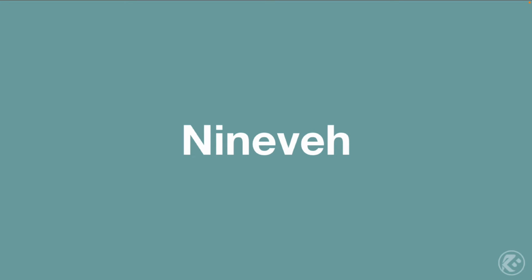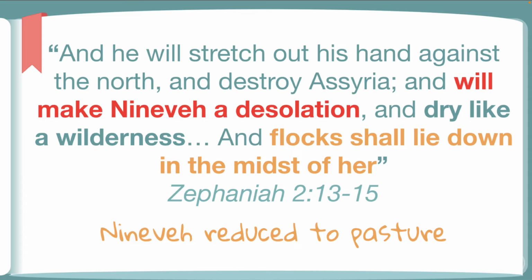Nineveh. So in the Bible, it says in Zephaniah 2:13-15 that God will stretch out his hand against the north and destroy Assyria, and will make Nineveh a desolation, dry like a wilderness, and flocks shall lie down in the midst of her. Ultimately, Nineveh was prophesied to be reduced to a pasture. Okay, so did this come true?